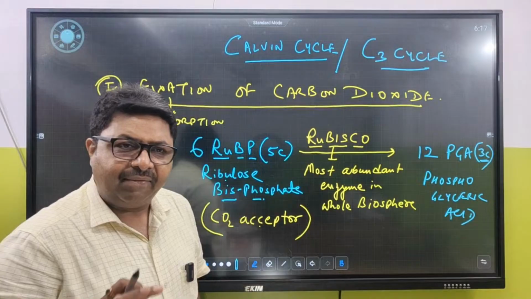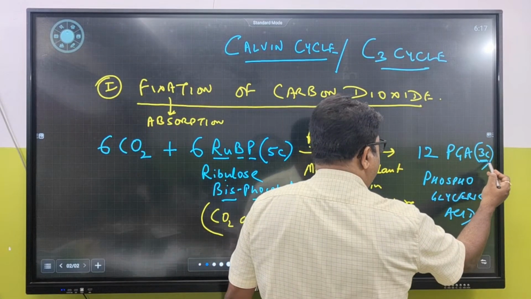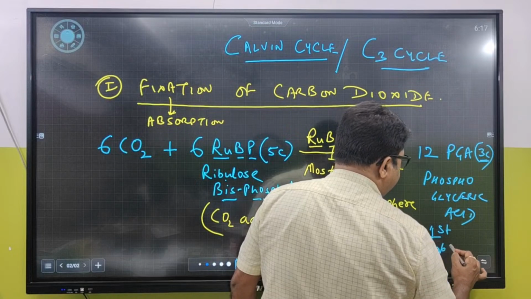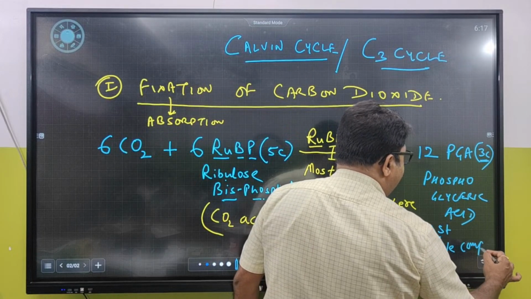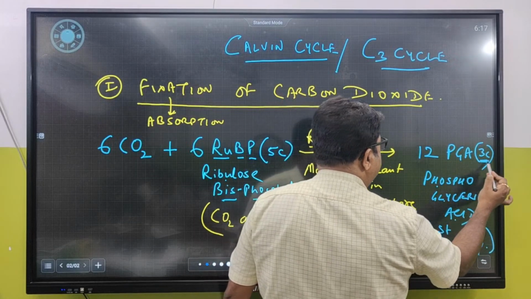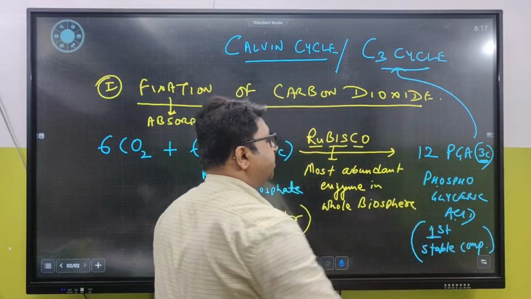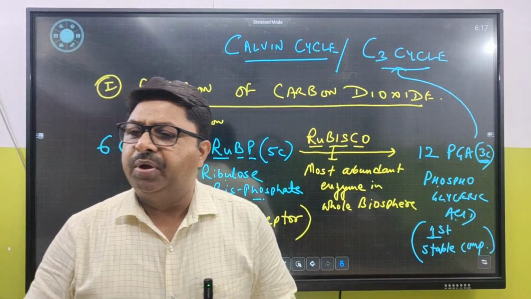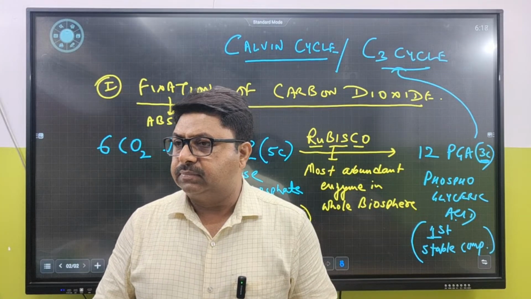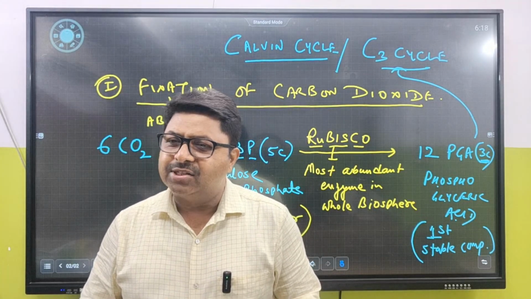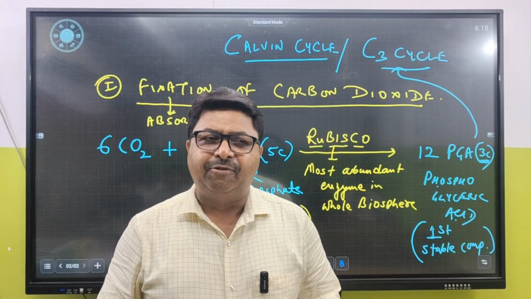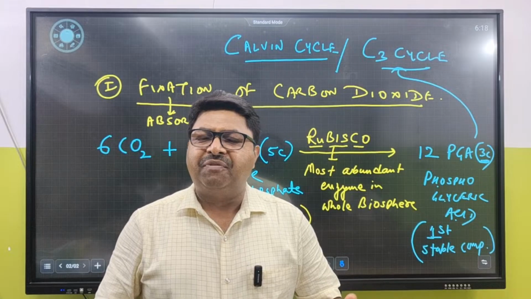Now, if they have 3 carbon, we call it the first stable compound. Because the first stable compound is phosphoglyceric acid, which is a 3-carbon compound, we call it the C3 cycle, carbon 3 cycle. Is this clear? Why is it called C3? Now, there is another cycle called C4. What should be the first stable compound?